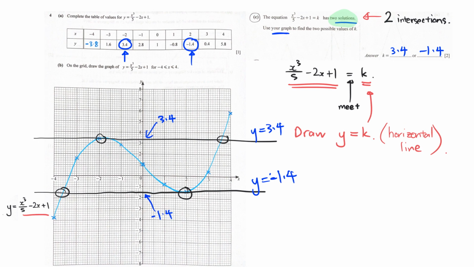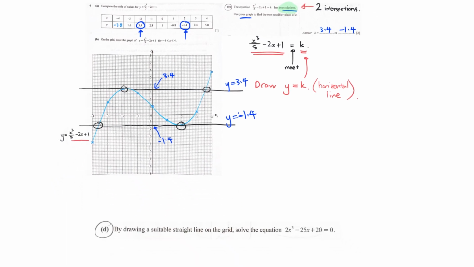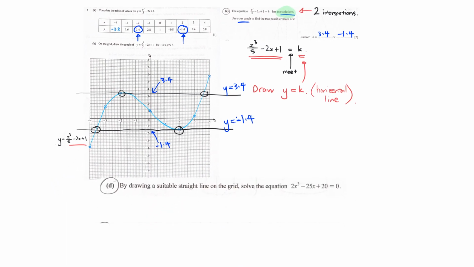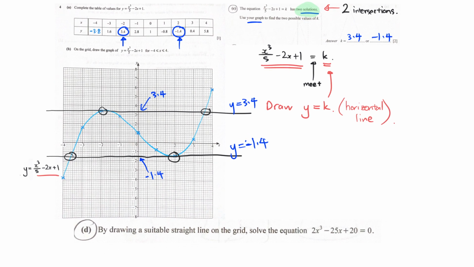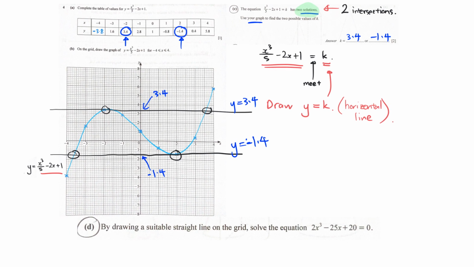So moving on to part D over here. Let me shift this up a bit. By drawing a suitable line, draw another line. Solve the equation as such. So this is another so-called difficult graph question. But the main thing is that we will still have to rely on our original equation or the graph that we just drew.